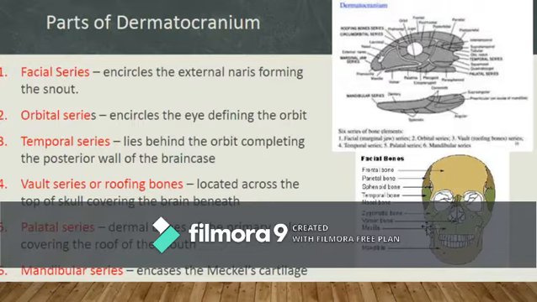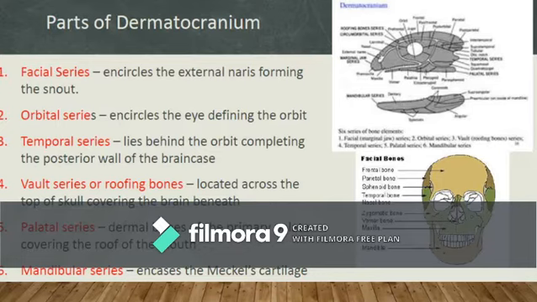The left and right mandible usually meet anteriorly at the midline, called the mandibular symphysis, uniting them into an arc unit. So when it is united, you have the arc already. Those are the parts of the dermatocranium: the facial series, the orbital series, the temporal series, the vault series, the palatal series, and the mandibular series.